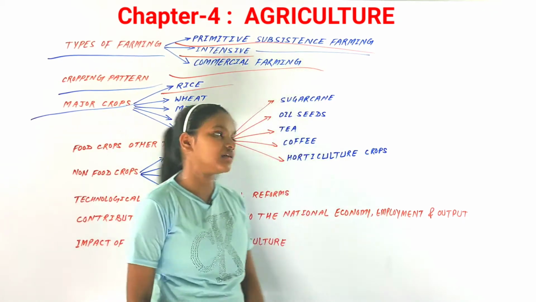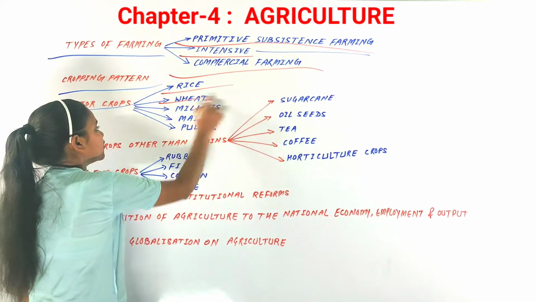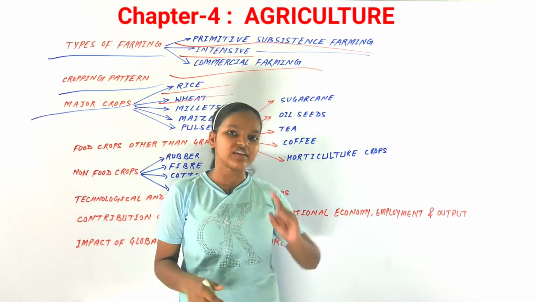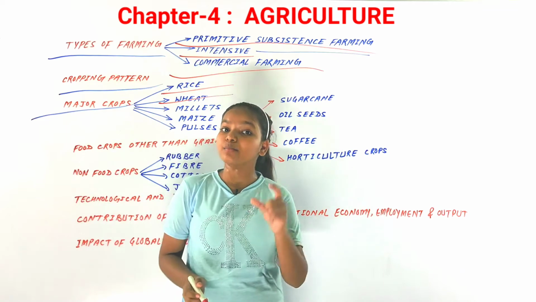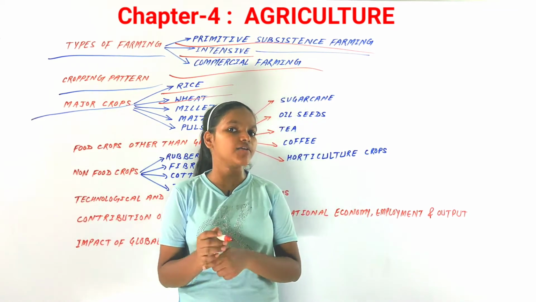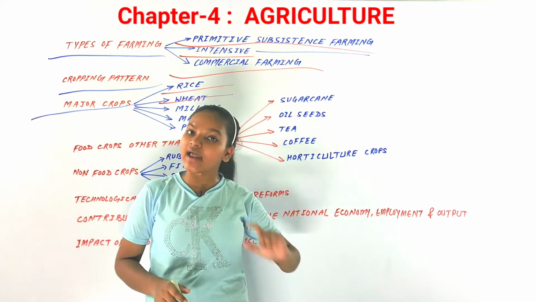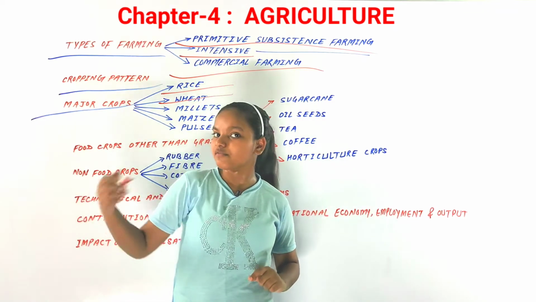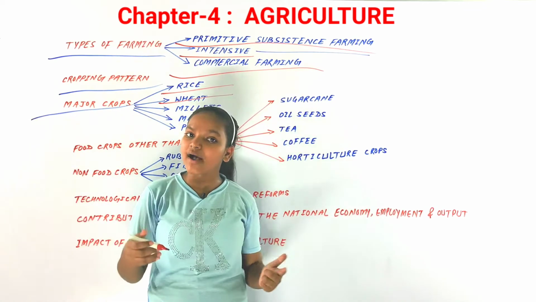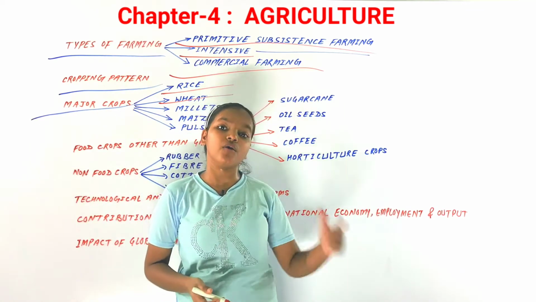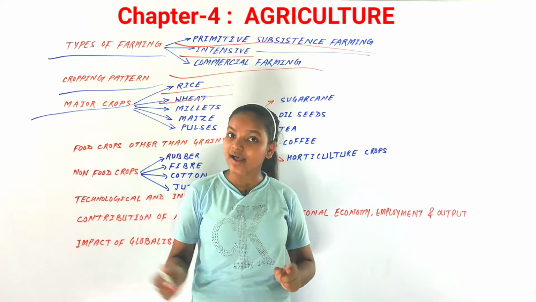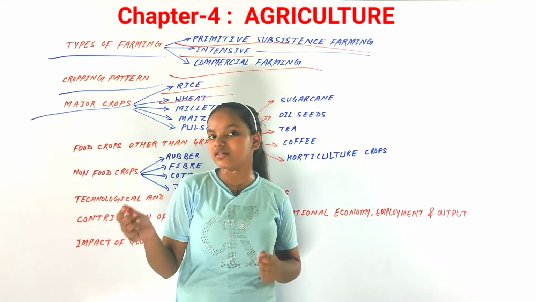After that we have the next crop, that is wheat. Wheat is the second staple diet of our country and the main food grain in the north and northwestern part of our country. Wheat needs annual rainfall of about 50 to 75 centimeters, and it is used for making flour, and many items are made from wheat. It also acts as a raw material for many industries.